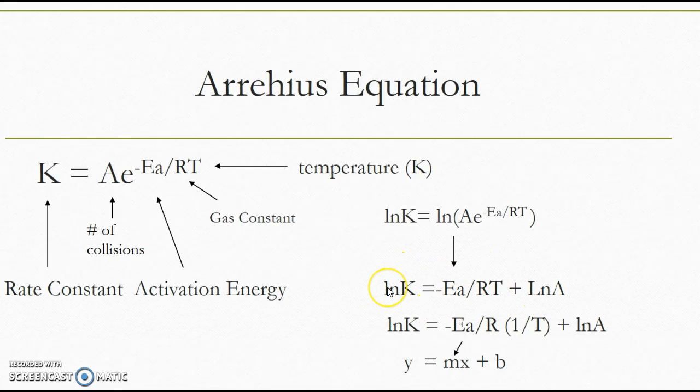To put this equation into slope-intercept form, I will take out the 1 over T, demonstrated here, and get ln k equals negative Ea over R multiplied by 1 over T plus ln A. As you can see, this corresponds to y equals mx plus b, where the slope will equal negative Ea over R, or Ea equals negative R times slope.